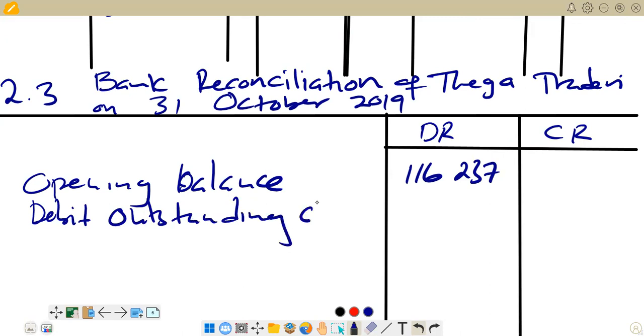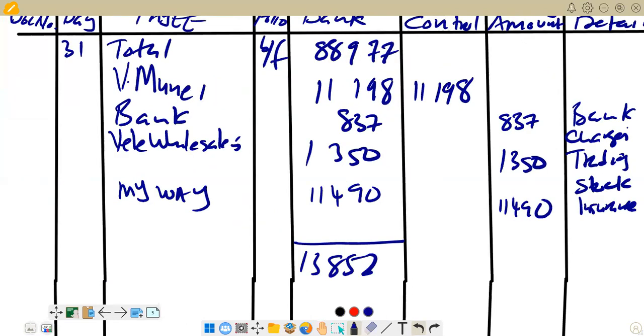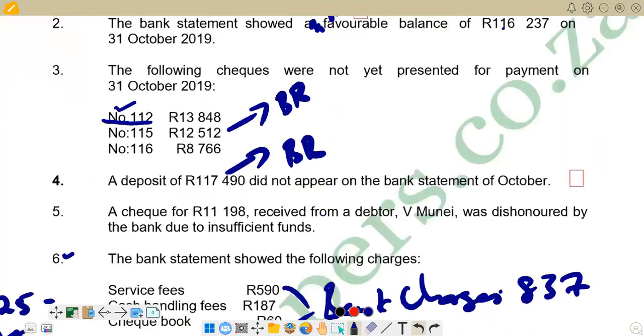Debit outstanding checks. We have number 115, which is 12,512, and then we also have number 116, which is 8,766. So we can go there again and check what we have next, which is affecting the bank reconciliation.